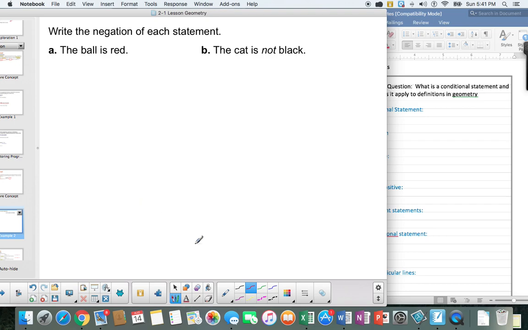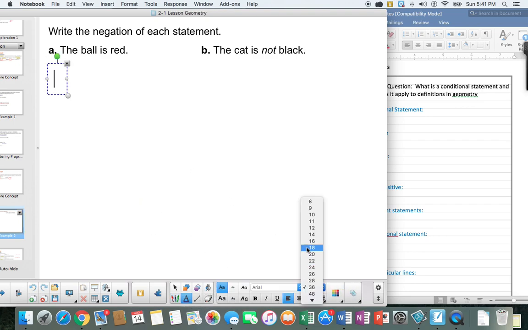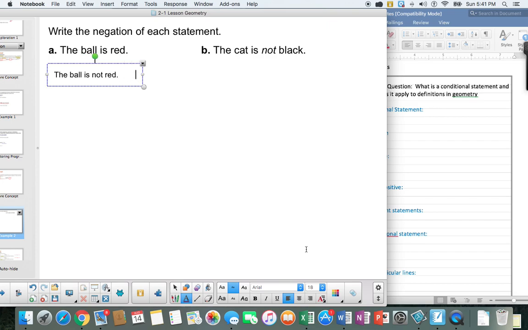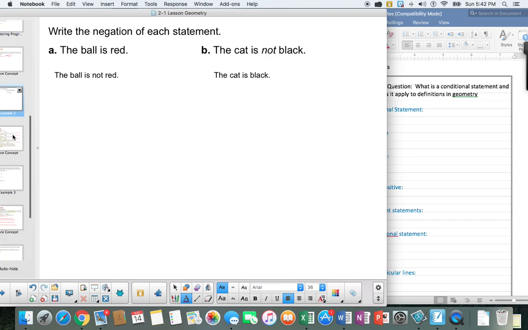Okay, so let's write the negation of each of these statements. And the negation will be the ball is not red. So we're taking the negation. Now for the next sentence, it already says the word not, so the negation would be actually the opposite of it. So we would say the cat is black. So if it doesn't have a not, you put the not in, and if it already has it, you take it out, and that will be the negation.